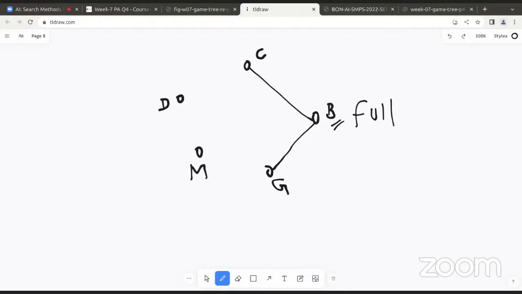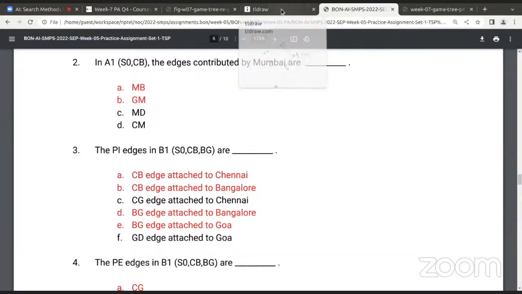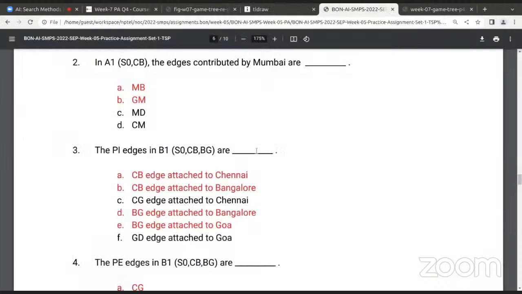So Mumbai to Bangalore, not possible. Now, Mumbai to Bangalore, how to reach the best nearest city? From Mumbai, what is the next nearest city? See the matrix. Hold on, let me put the matrix.